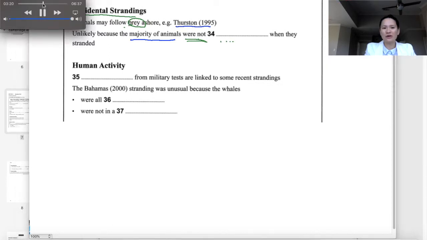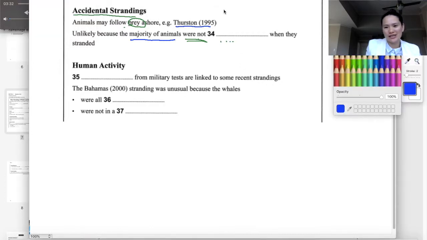Okay, did you hear this word? Pilot whales that beached after following squid ashore. However, this idea does not seem to hold true for the majority of mass strandings because examination of the animal's stomach contents. Do you see that? They said that because of the examination of the animal's stomach contents, that means they see inside the stomach contents of the animals. Okay, what do you hear?